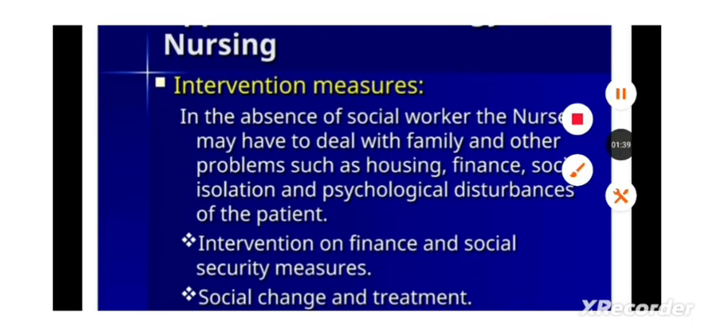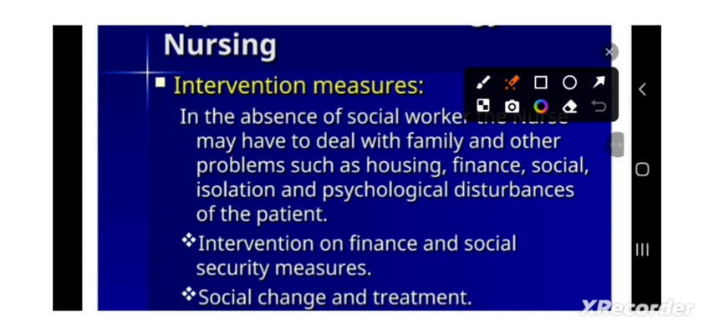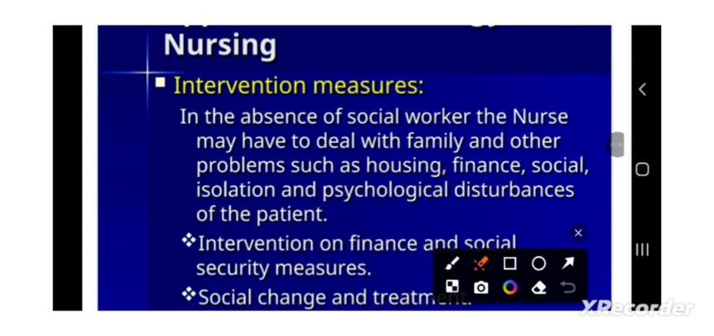Intervention measures. In the absence of a social worker, the nurse may have to deal with family and other problems such as housing, financial issues, social isolation, and psychological disturbance of the patient. In many healthcare settings, a dedicated social worker is not always available. The nurse therefore becomes the primary holistic care provider, taking on the role of identifying and sometimes managing the patient's social issues. The nurse must be prepared to look beyond the medical chart and address problems like housing insecurity, financial strain, social isolation, and the resulting psychological disturbance.